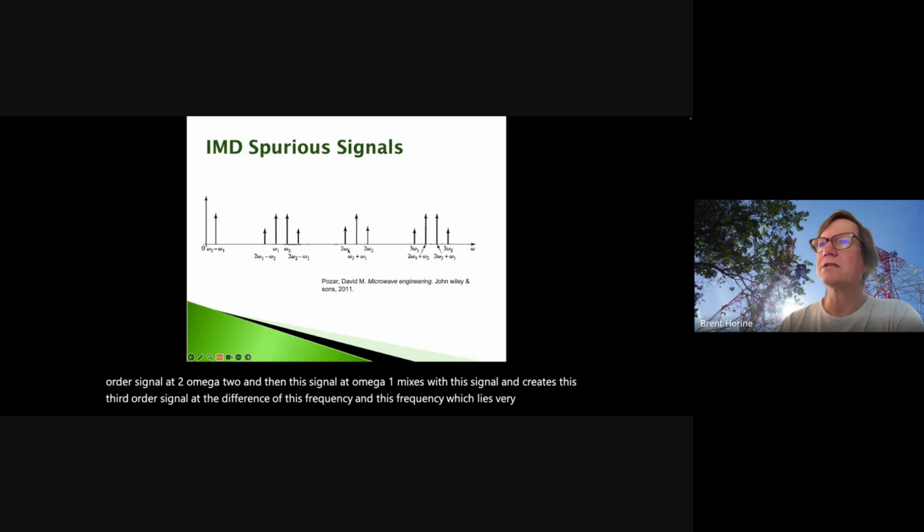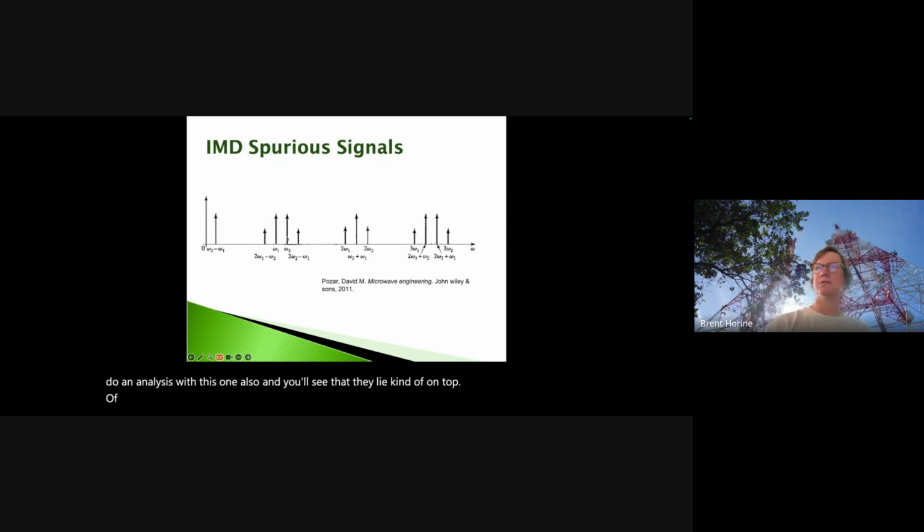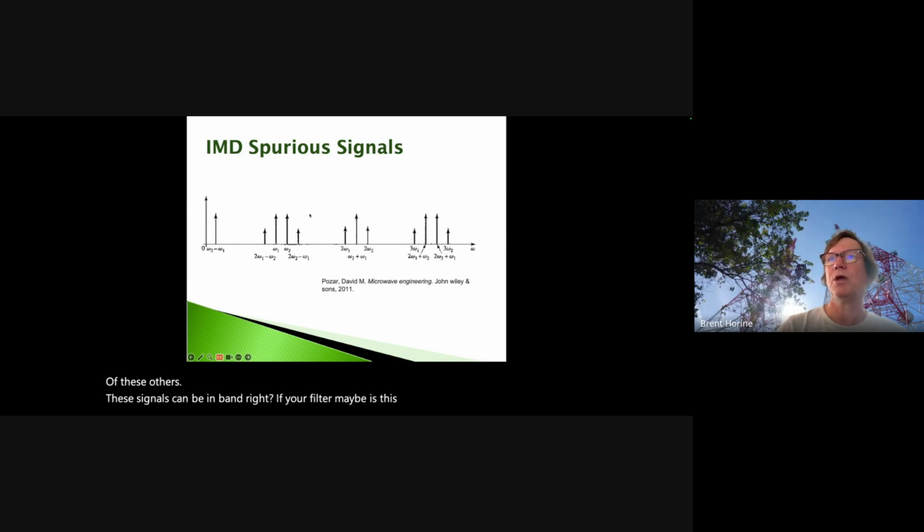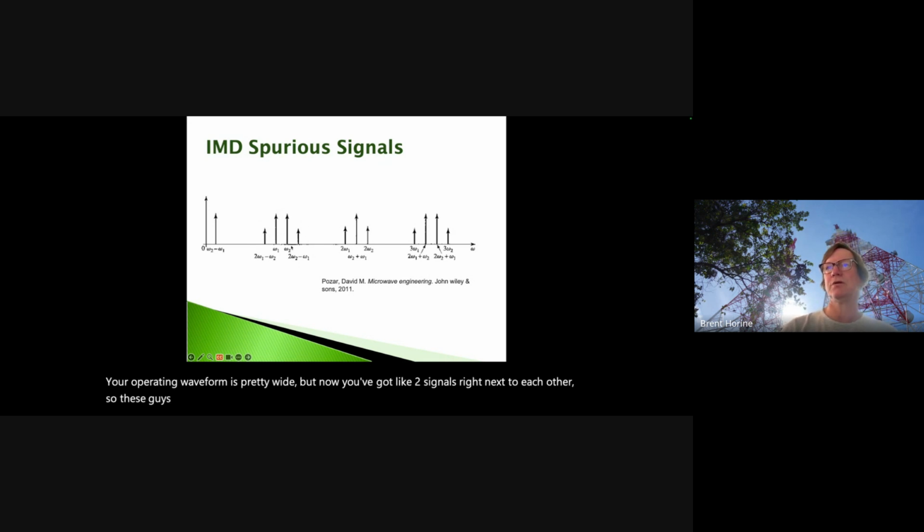You can do an analysis with this one also, and you'll see that they lie kind of on top of these others. So these signals can be in band, right? If your filter maybe is this wide, or maybe your operating waveform is pretty wide, but now you've got two signals right next to each other. So these guys are the ones we're trying to avoid.